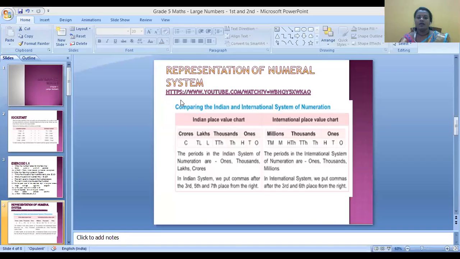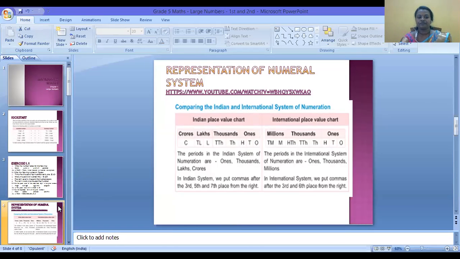Now let us take you back to the presentation. Comparing the Indian and international systems of numeration, you will see the periods in the Indian place system are ones, thousands, lakhs, crores, whereas in the international system they are ones, thousands and millions. The commas are placed to separate ones, thousands and lakhs. Here again we have ones, thousands and millions. So accordingly, let us try to solve the following questions.